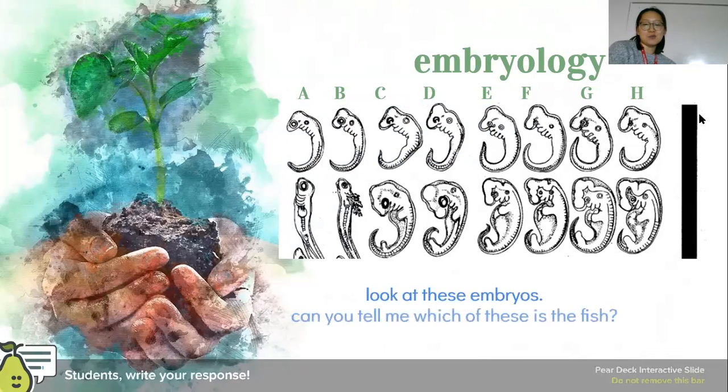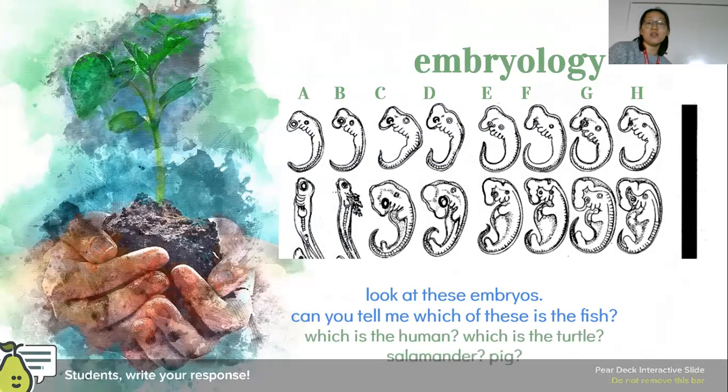Embryology is the last example. If we look at these embryos, can you tell me off the top of your head which of these is a fish, a human, a turtle, a salamander, or a pig? I want you to make a guess, right? Which letter do you think is a fish? Which letter do you think represents a human, turtle, salamander, and pig? So pause and go ahead and try your best. It's okay if you get it wrong.